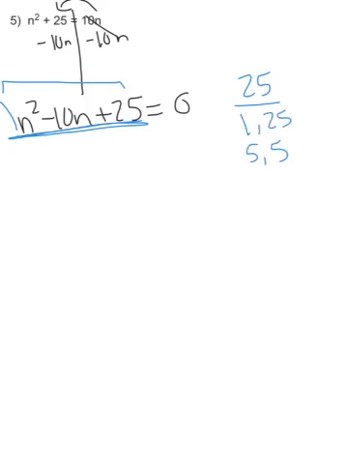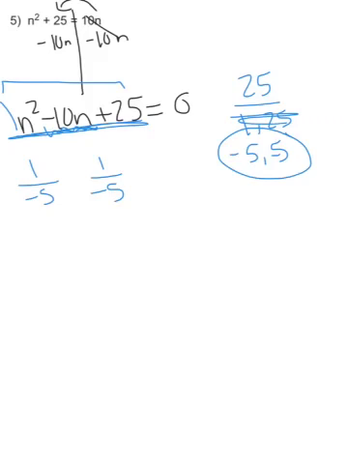And that's it. So notice we need to multiply to give us a positive 25 and add together to give us negative 10. So we're definitely going to use the 5 and 5, but since we have negative 10 in the center, we're going to make both of these negatives. So our fractions will have 1 over negative 5 and 1 over negative 5. So our parentheses would be 1n minus 5 and 1n minus 5.